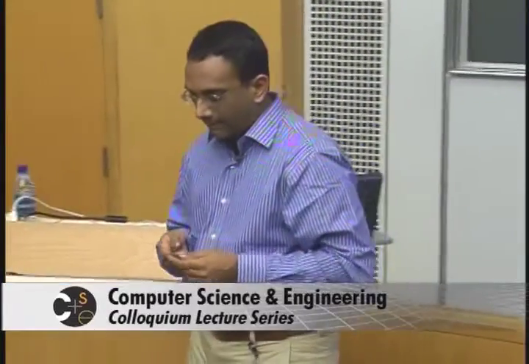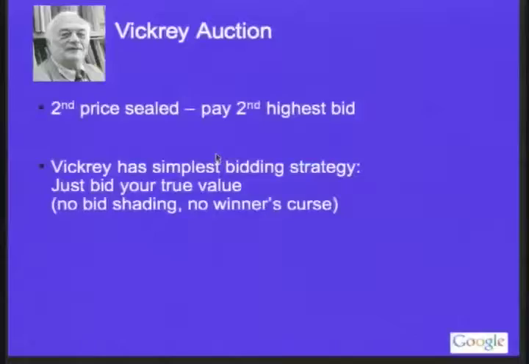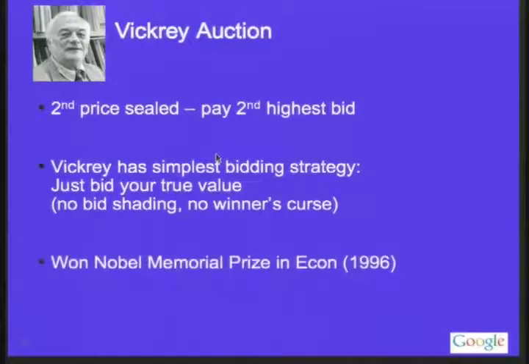So the Vickrey auction is a pretty well-known auction, and the model here is second price sealed. So you have a number of blind auctions that are going on effectively, and what you end up doing is you end up picking the second highest bid as what the winner ends up paying. And he proved that it has the simplest bidding strategy: just bid your true value. And it all sort of works out. And he won the Nobel Prize for this observation.